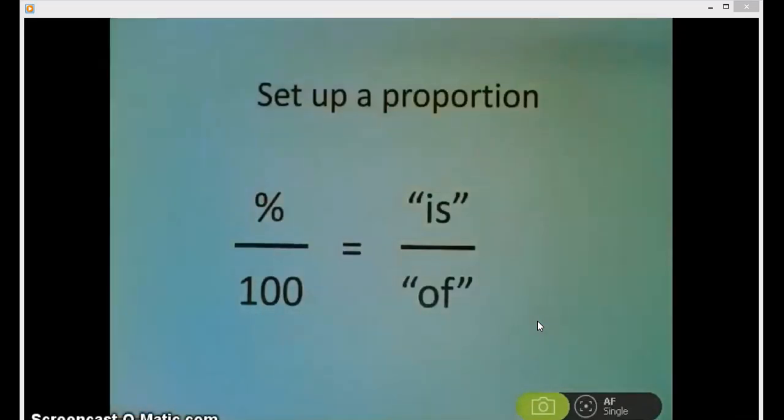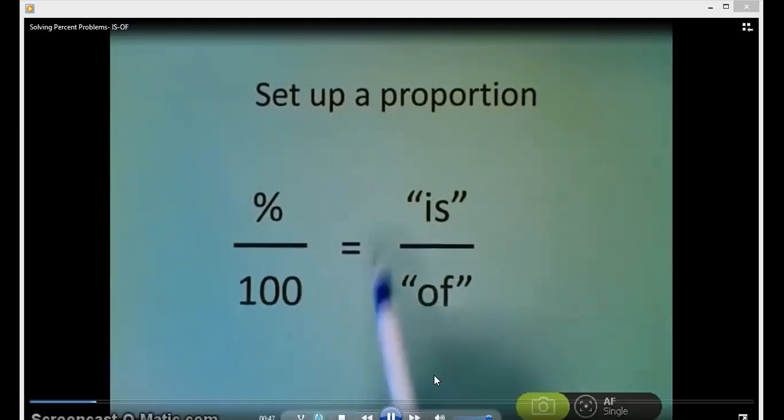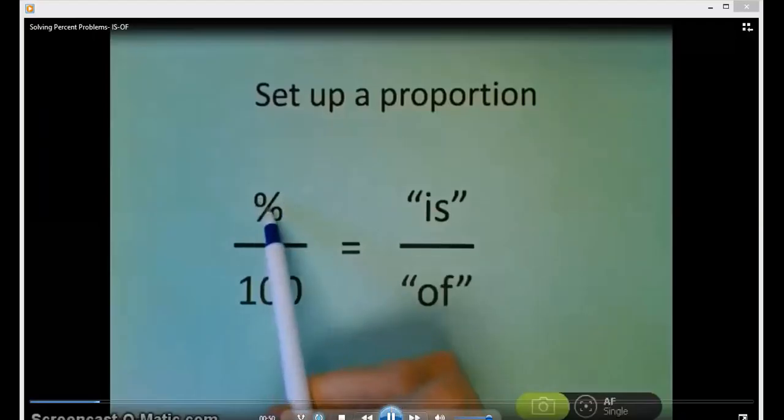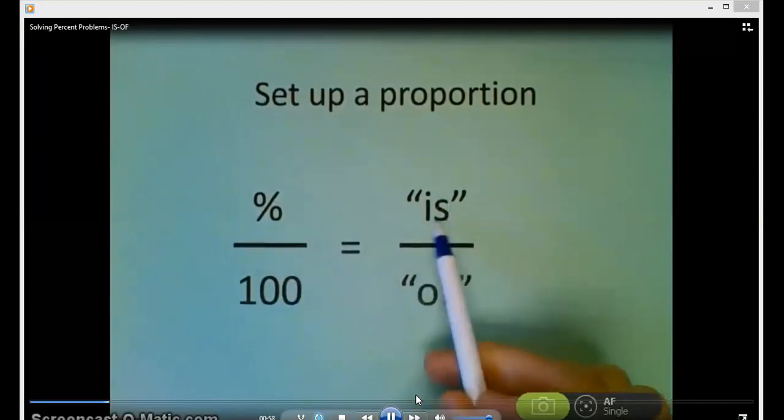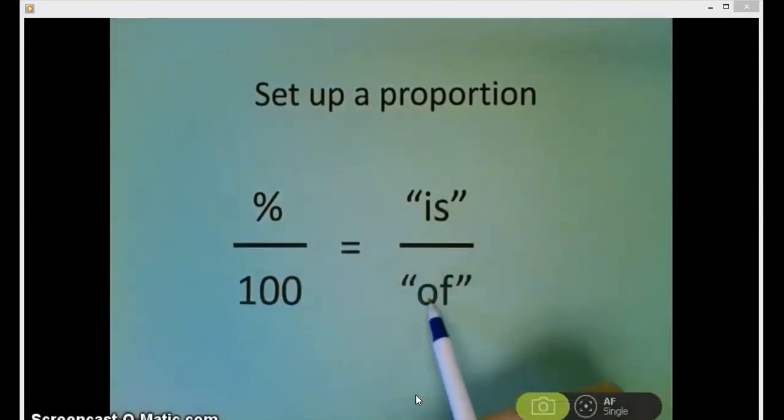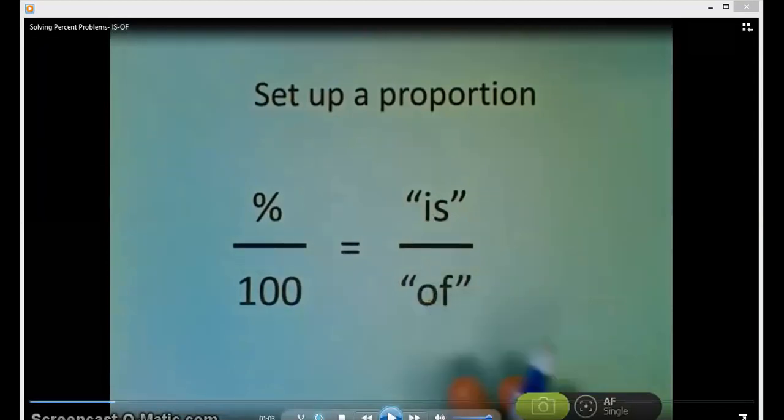You can solve all of these percent problems by setting up a proportion, and it looks like this. You've got the number that you're given for the percent over 100, because that's how percent works. It's out of 100 parts. Then is over of as your other ratio. So in any question, we can change it into proportions. Please memorize this rule: percent, the number which has a percent sign, over 100 equals is over of.